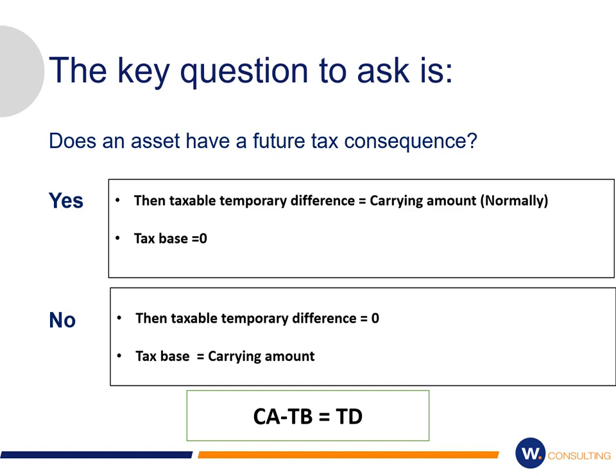So if you think about an item, say like land, where you are not going to be allowed any tax deduction on the land, or any other asset, maybe there's an asset that you have and the taxman says in future you're not going to have any future tax consequence.